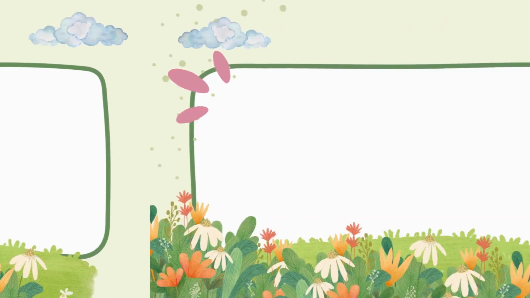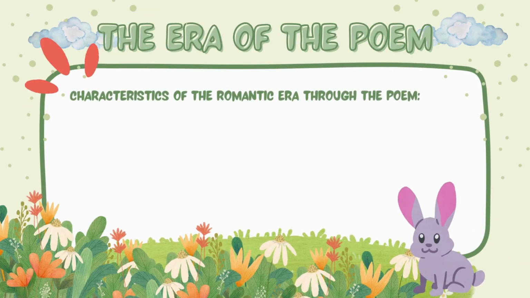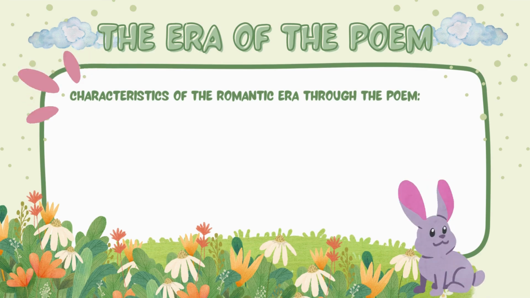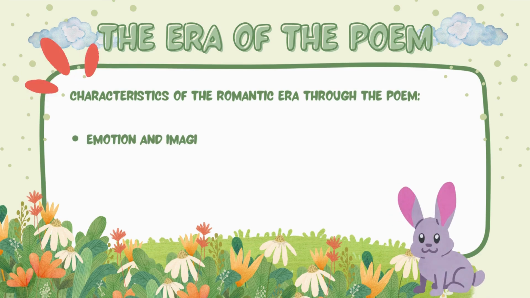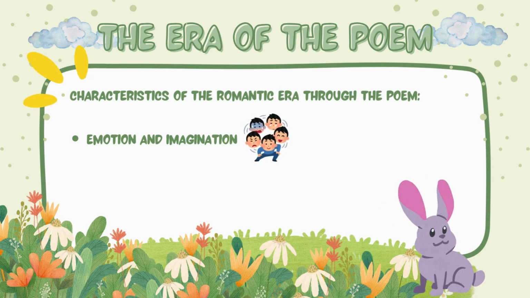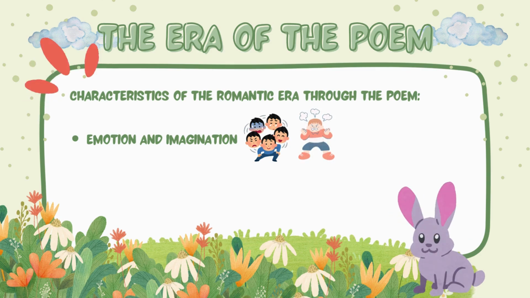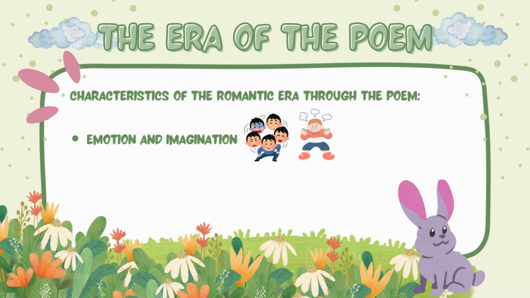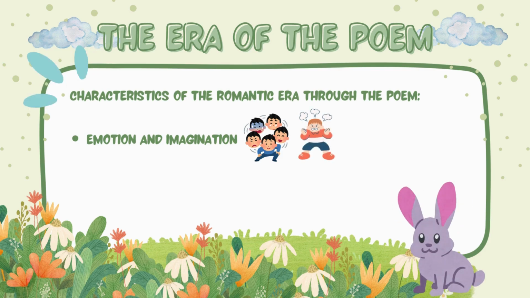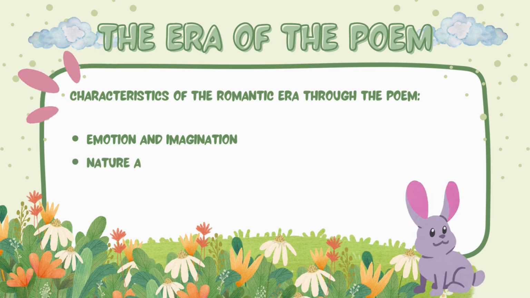And now, let's take a closer look at some key characteristics of romantic poetry, starting with emotions and imagination. So, romantic poetry often focuses on emotions like love or anger and the power of imagination. In A Poison Tree, Blake shows anger as something that grows like a tree, becoming stronger and more dangerous over time. This creative way of describing emotions is typical of romantic poetry, showing how intense feelings can be when kept inside.